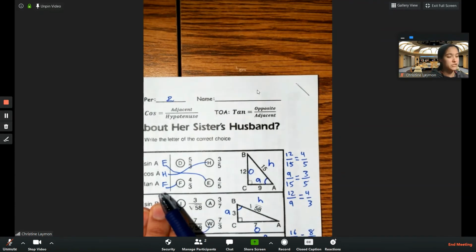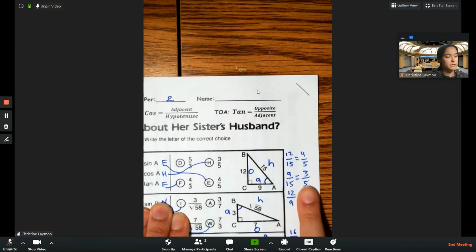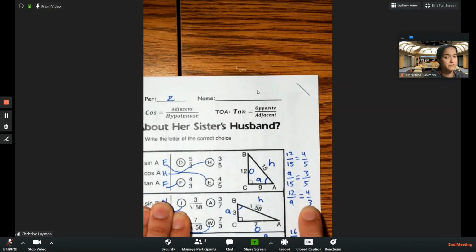And finally, tangent. Opposite over adjacent, 12 over 9. Once again, they are both divisible by 3. 12 divided by 3 is 4. 9 divided by 3 is 3. So the tangent is 4/3.